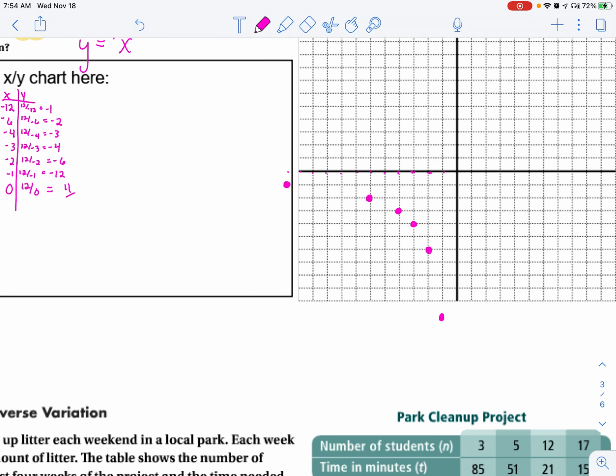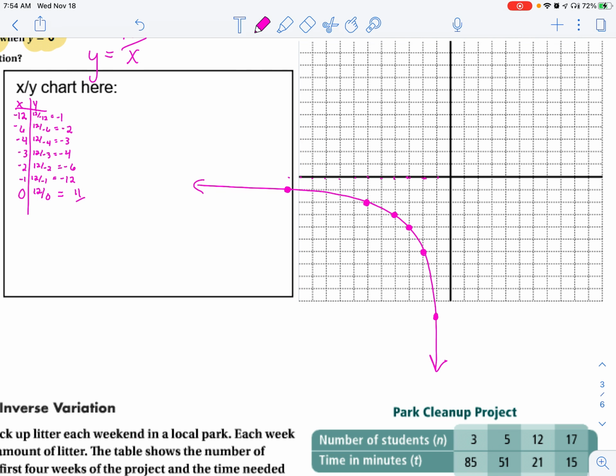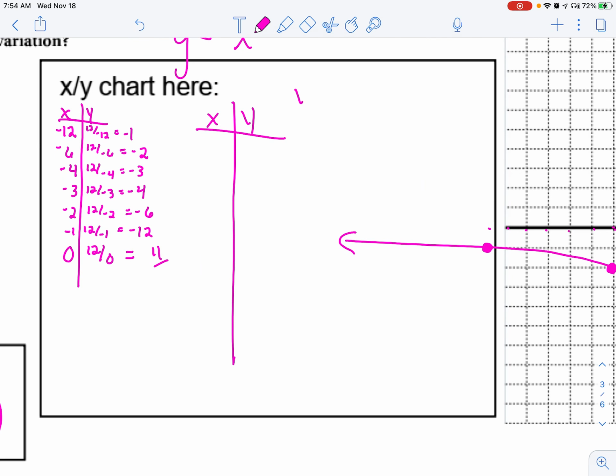Let's see. Usually I have a piece of paper, and I can turn my piece of paper. Okay, so it's going to approach the x-axis, it's going to approach the y-axis, but never touch. Now, that's just the one half of the graph. That's just the negatives. I still need to do what the positive side of the graph is going to look like. Oh, I know you guys thought this was going to go fast.